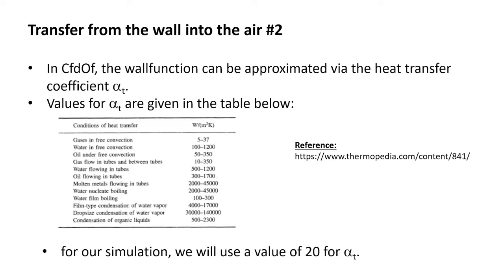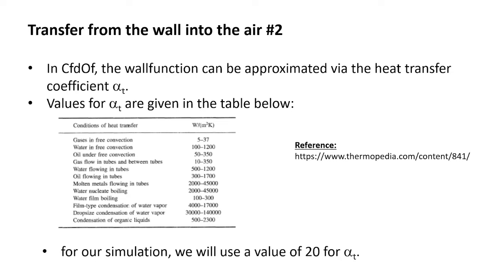A second possibility for the wall function is a heat transfer coefficient alpha t. Values for alpha t are given in the table below. You see it is depending on the case, it is depending on the medium and so on. And for our simulation, we will use a value of 20 for alpha t.